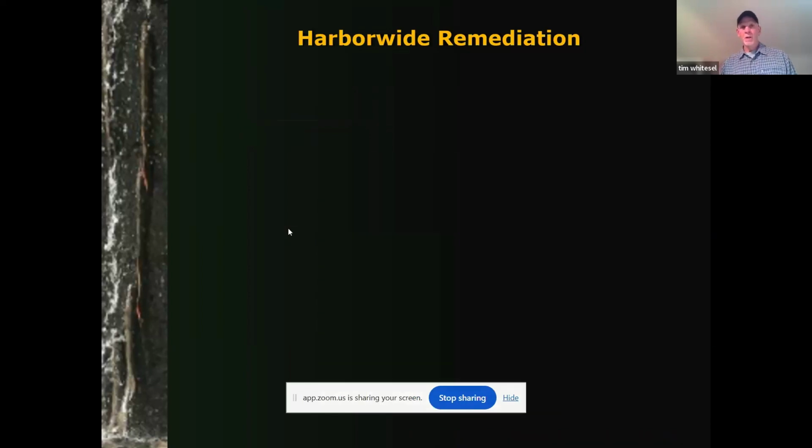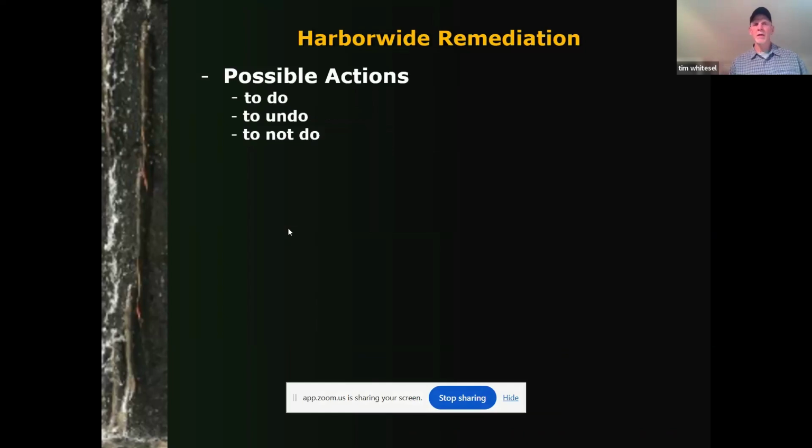And then the final thing to leave you with is, in terms of possible actions, we have started to really think about these in terms of, we break them down into kind of three categories.